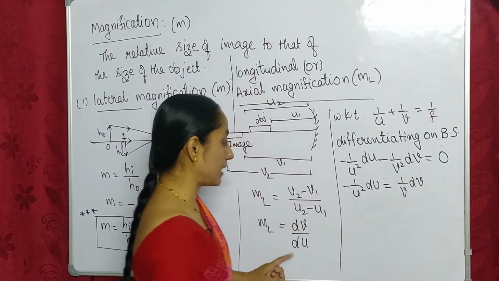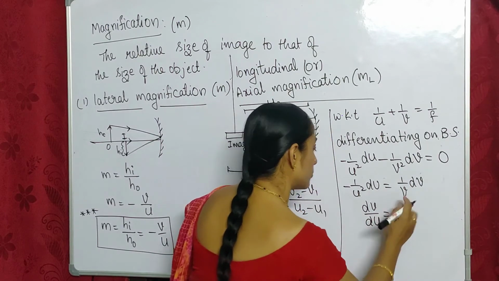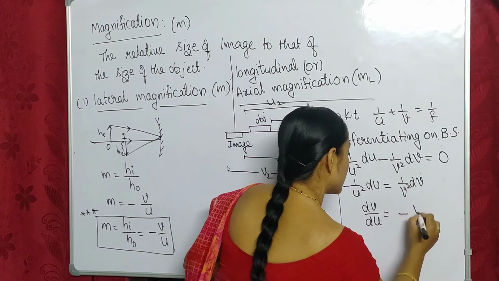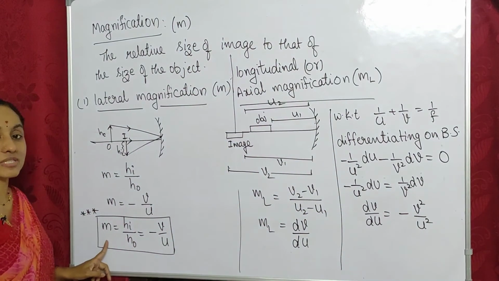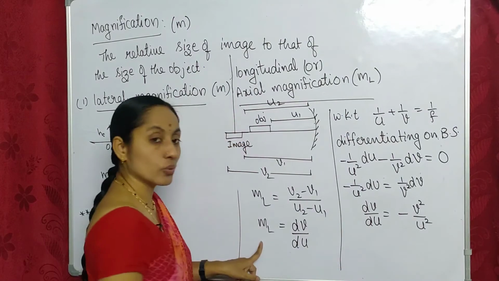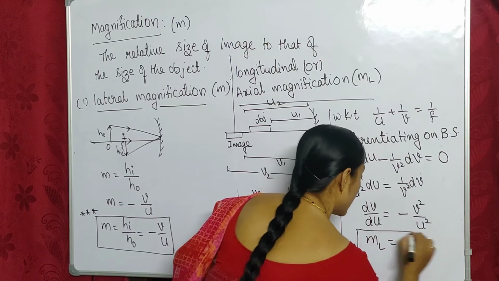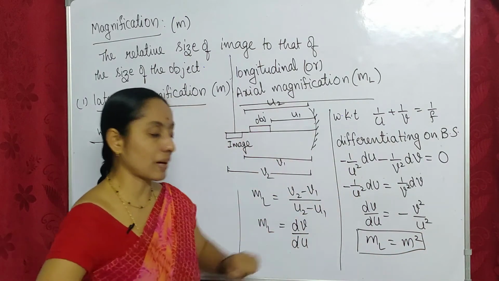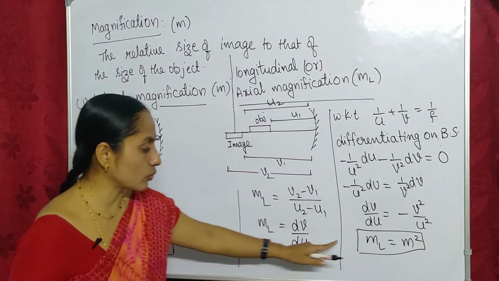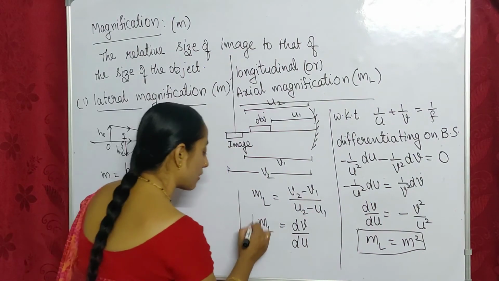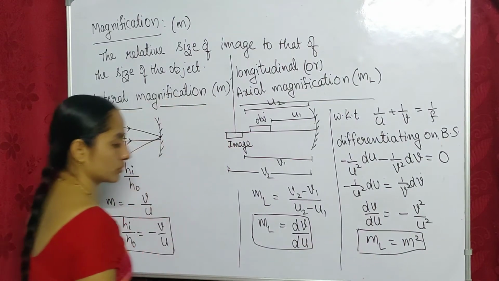Now we want dv by du, so dv by du is equal to minus v square by u square. What is v square by u square? M square. What is dv by du? ml. So ml is equal to m square. This is the relation between longitudinal magnification and lateral magnification. So these two are also formulae. This is also a formula for longitudinal magnification, but this is more convenient to use.